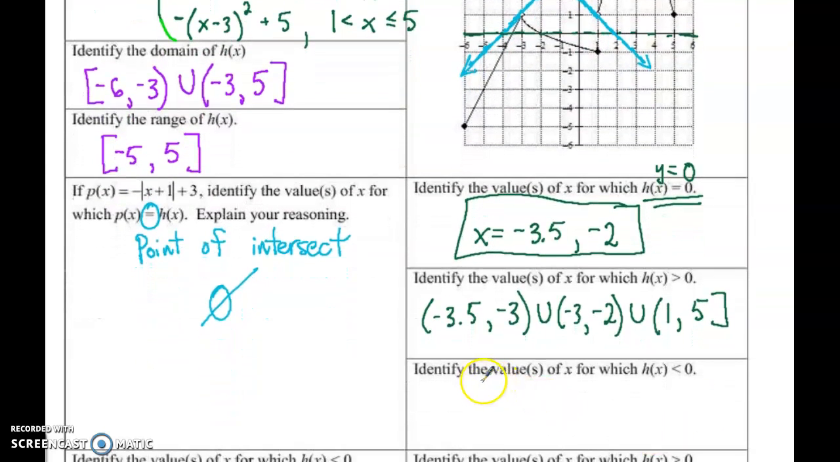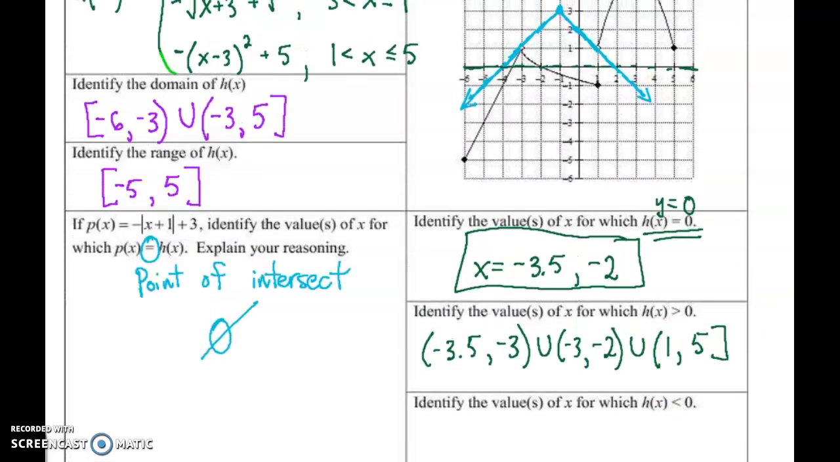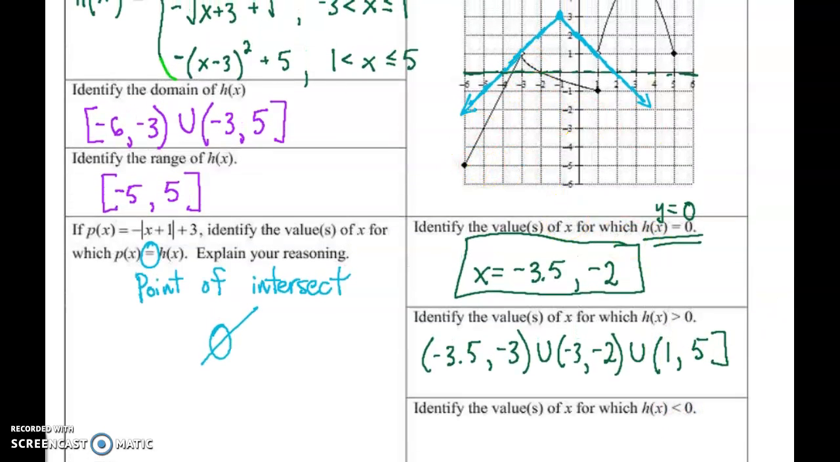Now, it's not as simple as just saying it's the opposite of this, again, because you have to think about it being defined. So h of x, the graph they gave us, is defined at negative 6, and it's below the x-axis until we get to negative 3.5. And then the union, it's not below again until we get to negative 2. And it stops being below once we get to x equals 1.